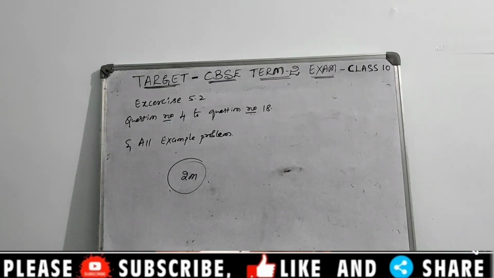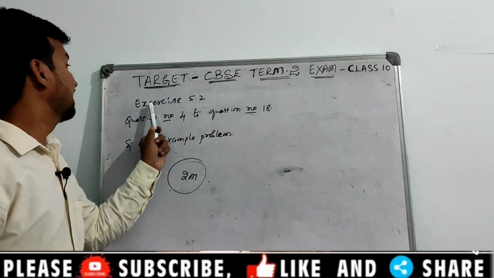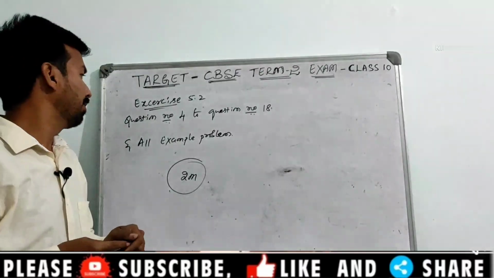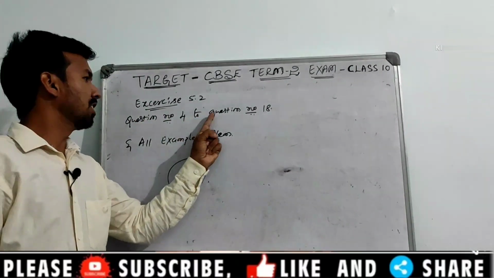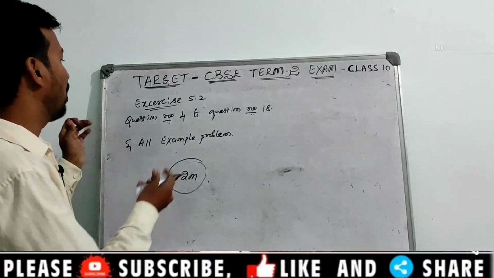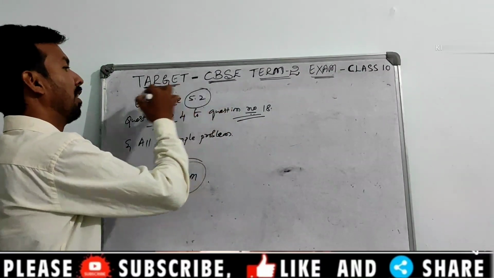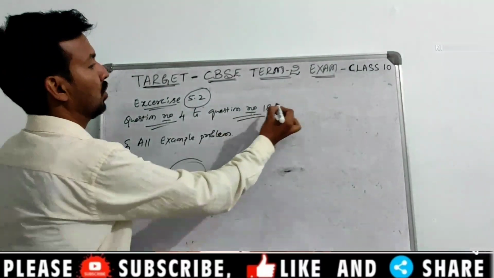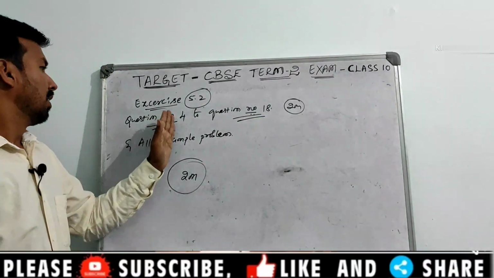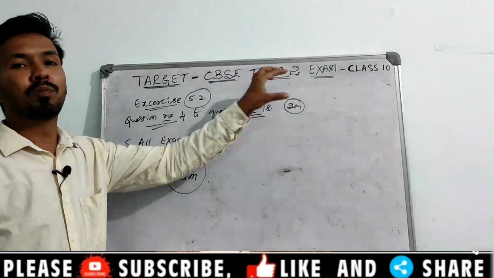Finally, children, what do you do? Exercise 5.2. You solve the questions from question number 4 to question number 18. There are some 14 questions. You solve question number 4 to 18 in exercise 5.2, you get 2 marks easily, children.